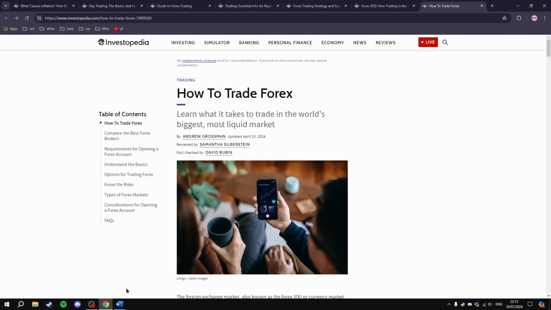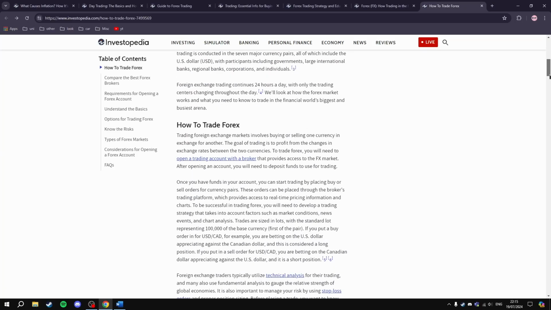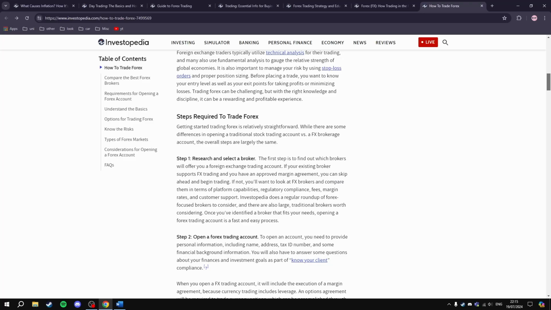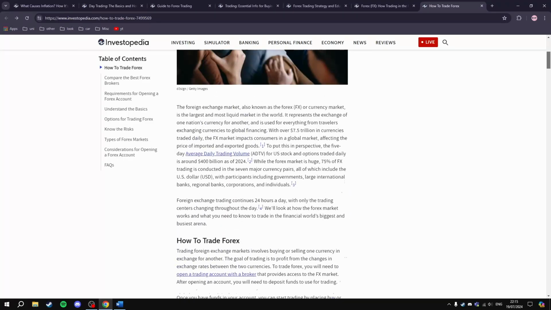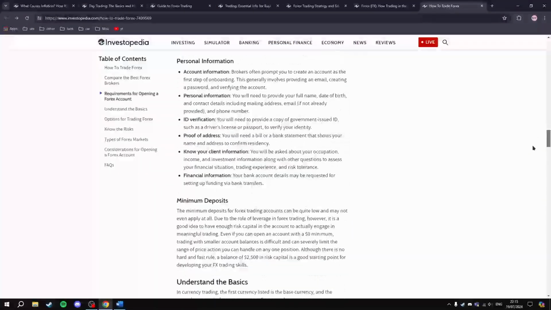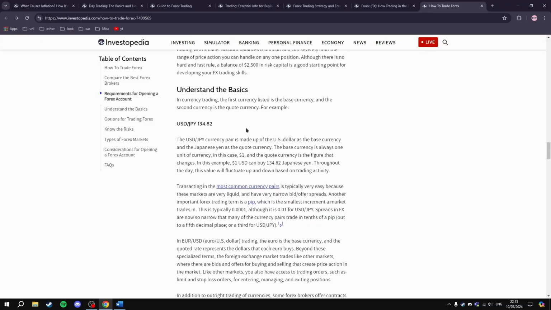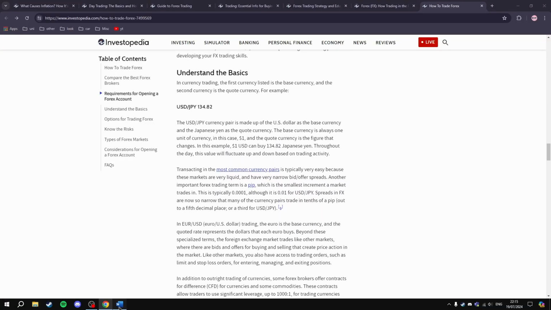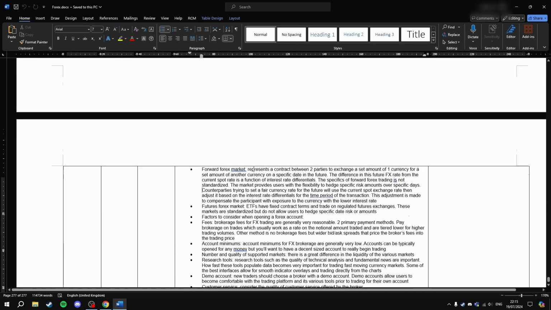So in the last episode we finished off this page on how to trade Forex. I think in the previous episode we started going through this and we've finished off at about up to this bit here, so understanding the basics.